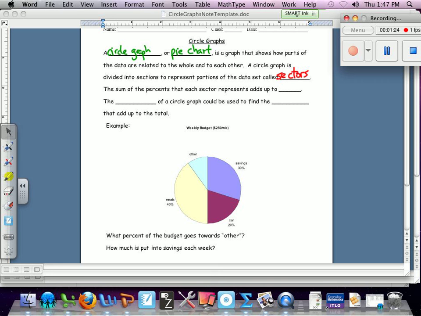But as far as the percent part, the sum of the percents that each sector represents, what do all of the percentages need to add up to? Let's do it all together. 100%. Beautiful, 100%. That was lovely.